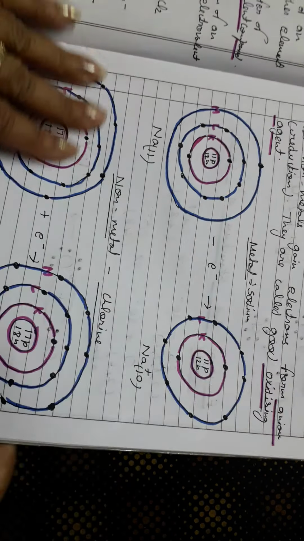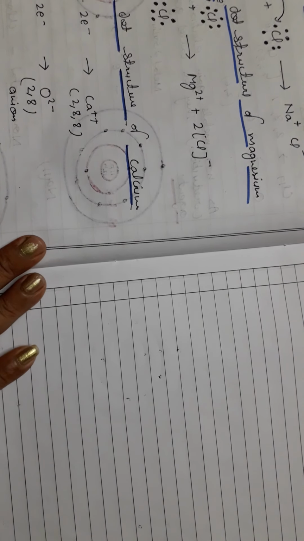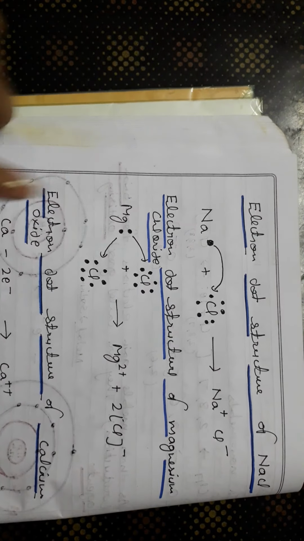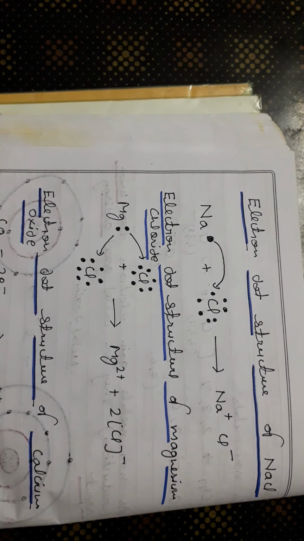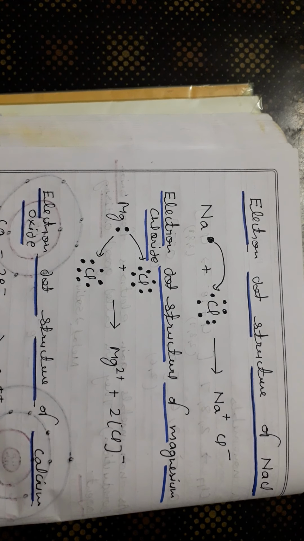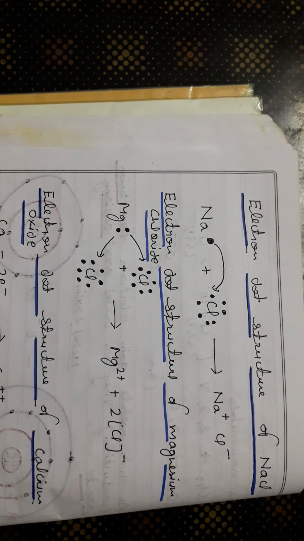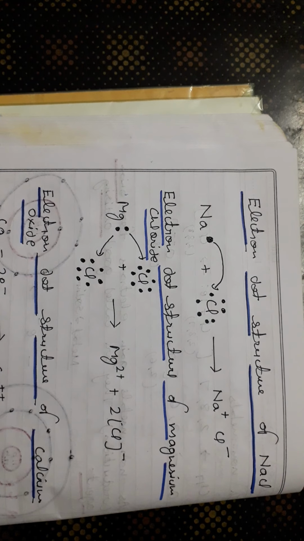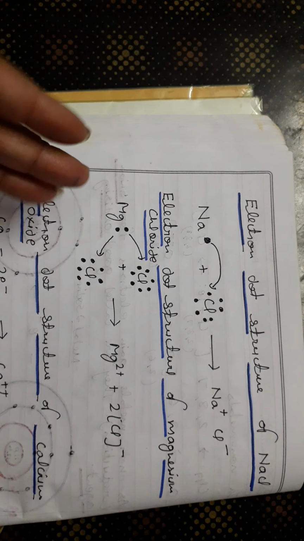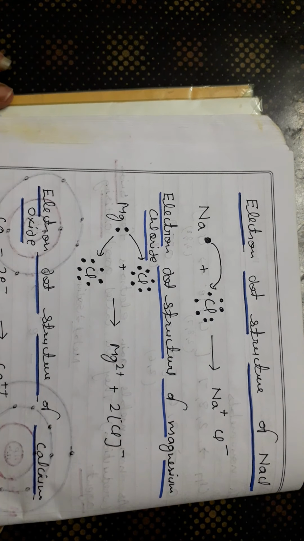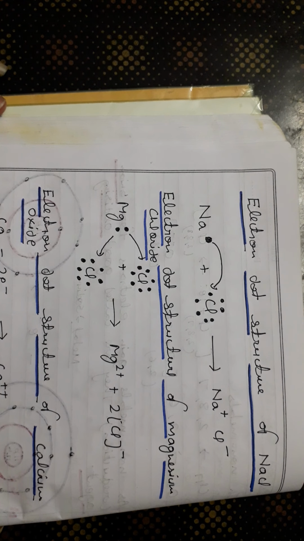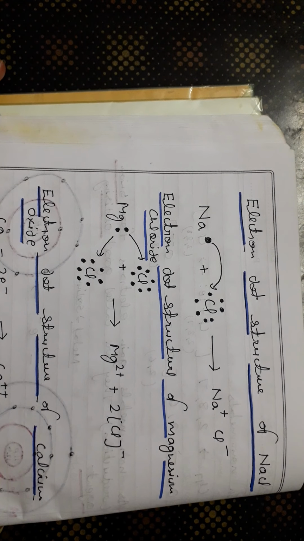Okay. Now next I want to discuss the electron dot structure of NaCl. This is the electron dot structure given by Lewis. Actually it is very inconvenient to make an orbit diagram, because in any kind of bonding, only outermost electrons take part. So Lewis proposed the dot structure in which only valence shell electrons are shown.